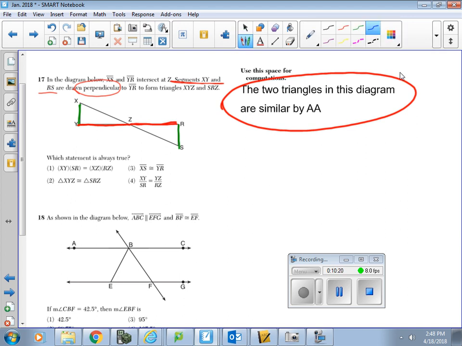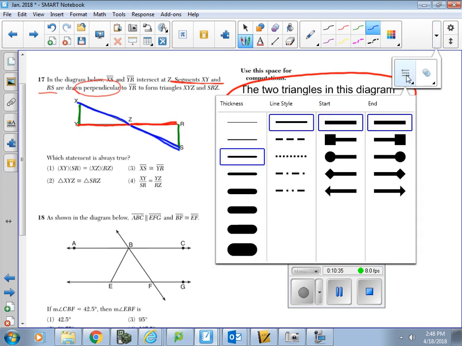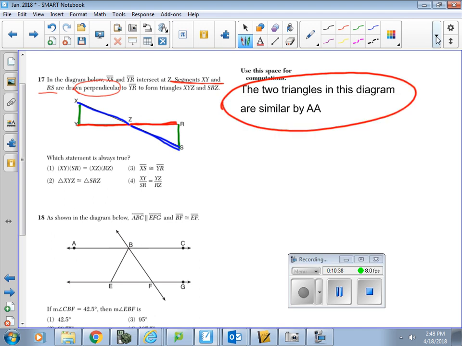And then we have x, z, and s, z. All right? Okay, so now it says which statement is always true. So what about the first one? Is that statement always true? Is xy times sr... I'm sorry, that was wrong. Let me erase those marks. Okay, xy times sr, those are corresponding, that's good. And we went from the left to the right. So xy times sr, is that equal to xz?